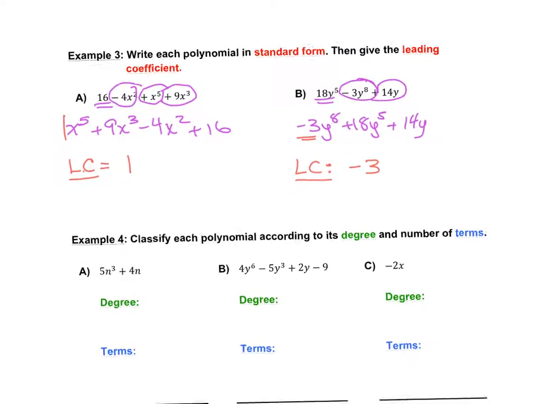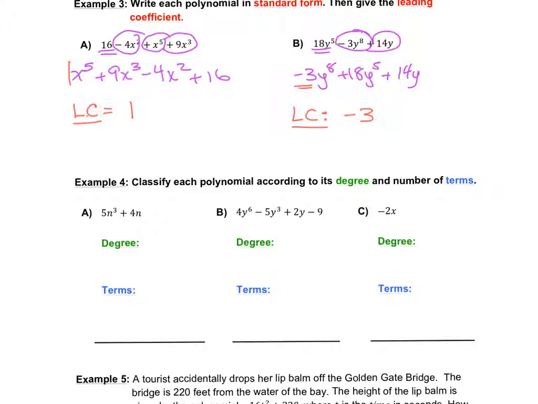Now into the vocab. Letter A, they want you to classify it by degree, and then by term. So, degree. The highest degree is 3, so this is called a cubic. There are 2 terms, so that is called a binomial. So this is called a cubic binomial.